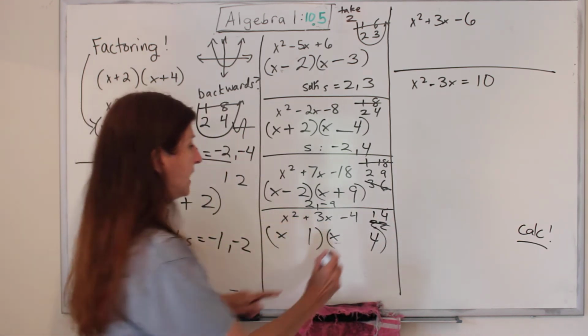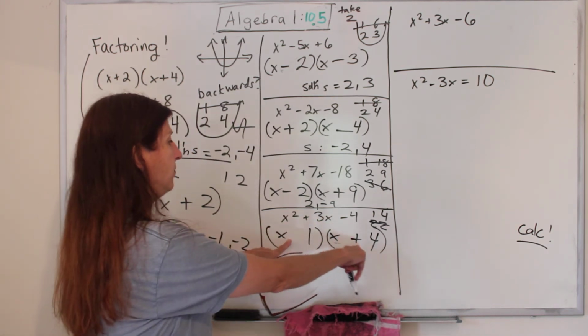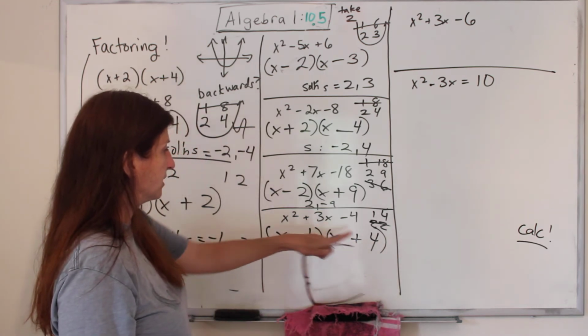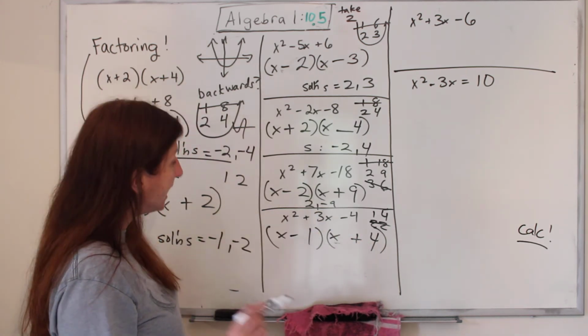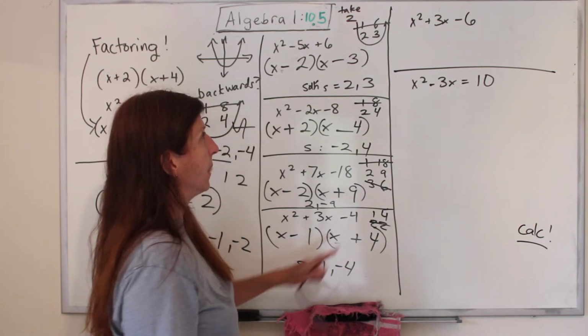Middle term gets the sign of the bigger one. What does the other one need to be for that to be negative? To multiply and it be negative, it's got to be a positive times a negative. Does it work? 4 minus 1 is 3. Yes. What are the solutions? They're 1 and -4. Woo!